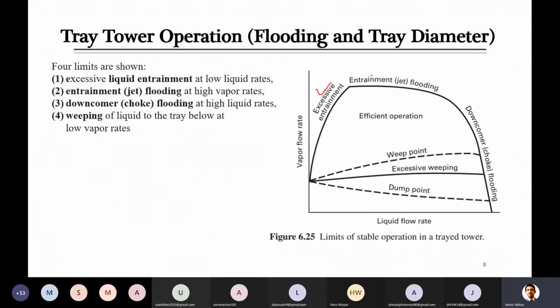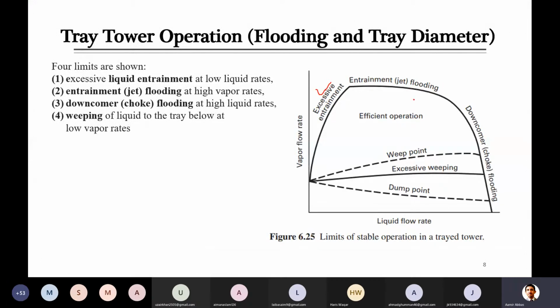So in that case, it leads to the phenomenon called entrainment or jet flooding. Here it is still excessive entrainment because the liquid flow rate was less, but if the liquid flow rate is also increased, we have seen somewhere earlier that there were various phenomena when vapor and liquid come in contact with each other, and something was called tray, and there was this jet flooding, and a few others were discussed. So jet is when a very large amount of liquid is carried out with a large amount of vapor. So that's called flooding, entrainment flooding or jet flooding.